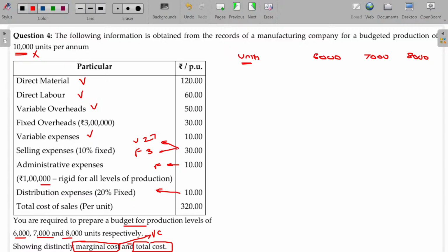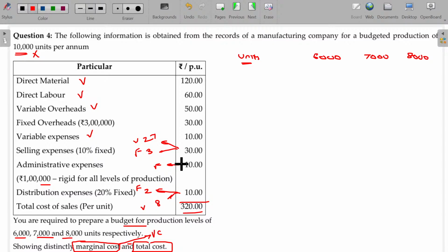Distribution expenses, 20% being fixed. 2 rupees is fixed and 8 rupees is the variable cost. Sales price is 320. So you are required to prepare a budget for production levels of 6,000, 7,000 and 8,000 units respectively, showing distinctly marginal cost and total cost.